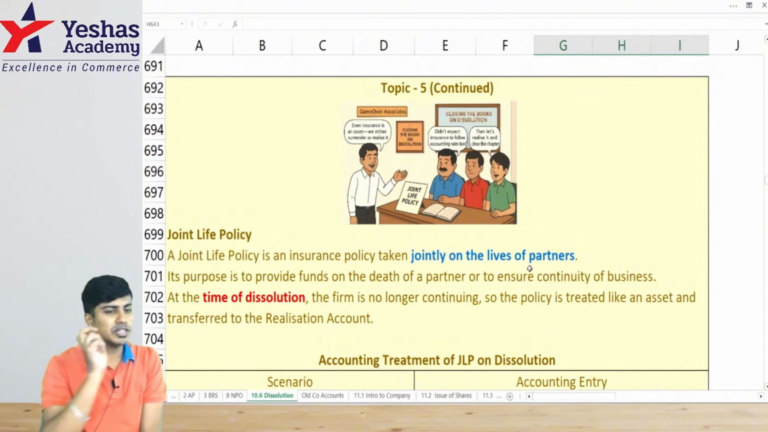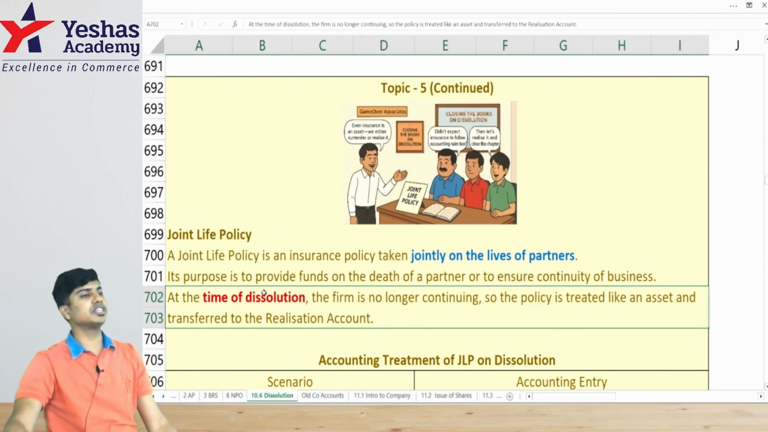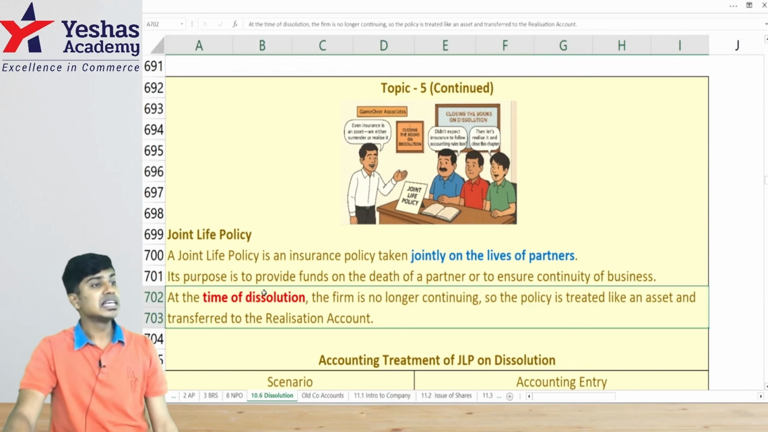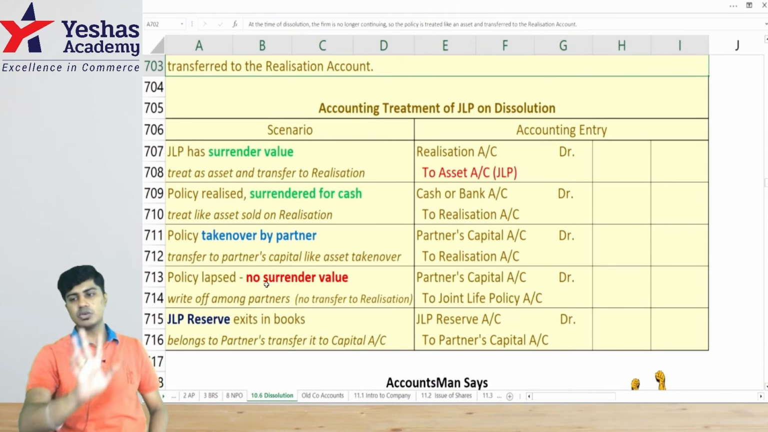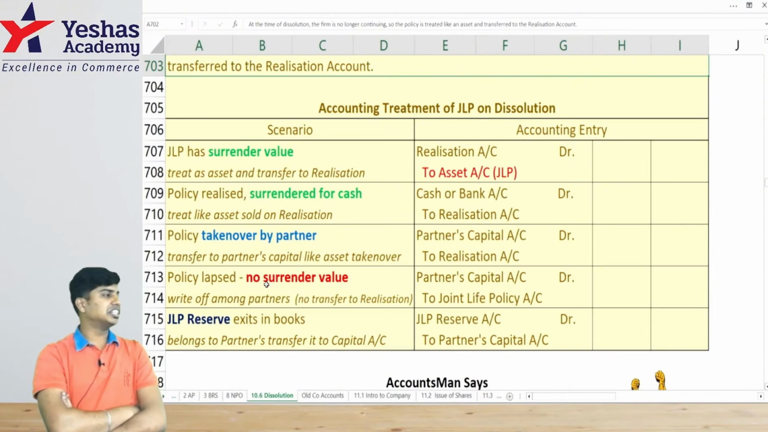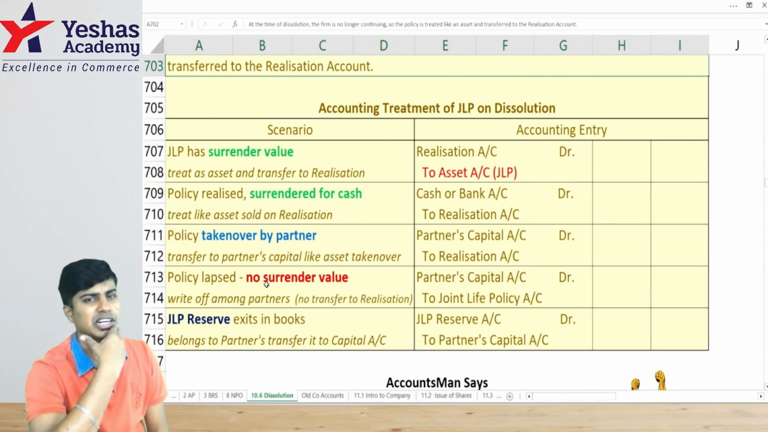So in the case of dissolution of partnership, at the time of dissolution, what will happen to JLP? JLP will be surrendered. Now there are two possible cases. One, JLP is already there in the balance sheet as an asset. Two, JLP is not there in the balance sheet as an asset. So why and how will JLP appear in the balance sheet? We have two treatments, as you would have read in admission, retirement, death.